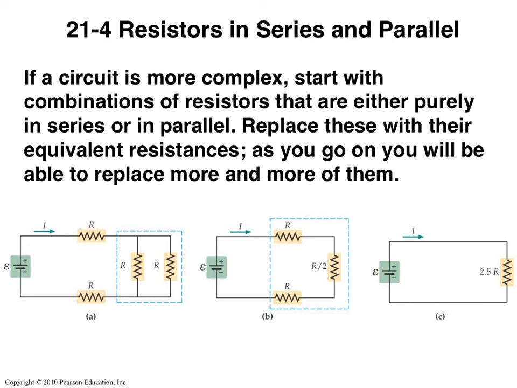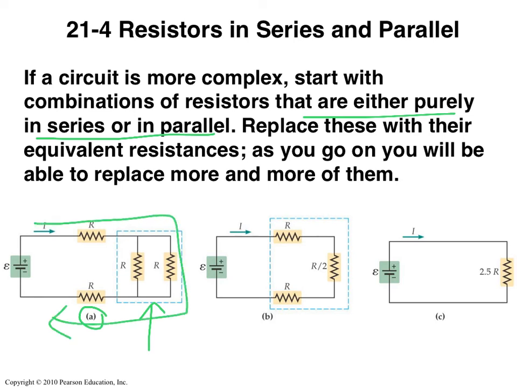All right, we may do some more complicated problems. If a circuit is more complex, start with a combination of resistors that are either purely in series or purely in parallel. For instance, in this first problem A, I would figure out the resistance of these two together, and then figure out the resistance of the entire circuit in series. So first I'd figure out the parallel part, and then the series.